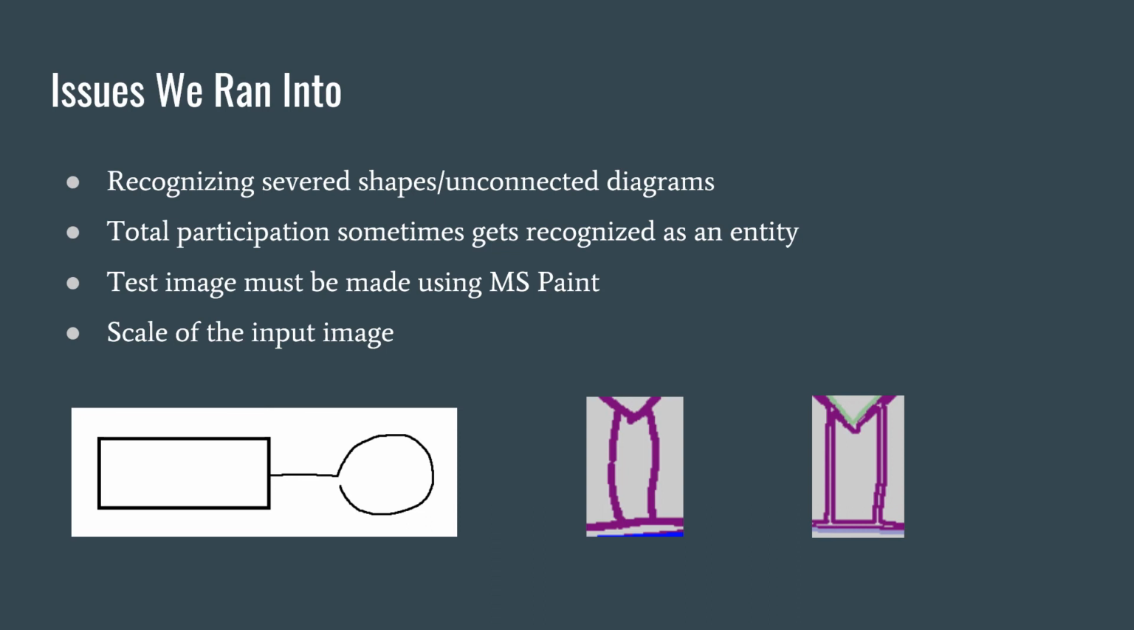And then the fourth and last problem was the scale of the input image. Since the program uses weights to label objects, the input image cannot be too big or too small in dimensions.